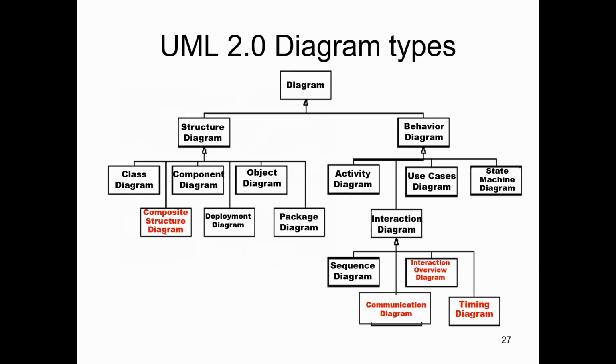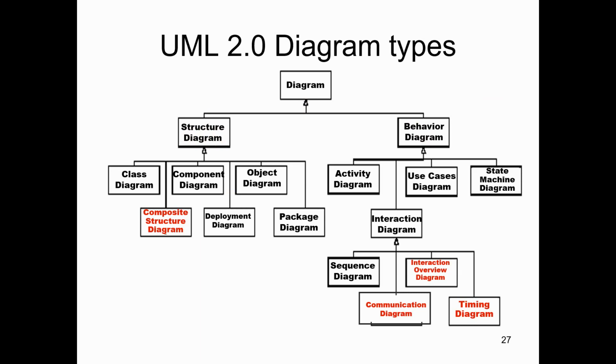And here I give you the UML 2.0 diagrams, in which the red color represents the new diagrams in UML 2.0. UML has two major generations, UML 1 and UML 2. So the red color represents the new models in UML 2. In general, there are two categories. One is to describe the structure of the system, and the other is to describe the behavior. Behavior here means the dynamic behavior of the system.